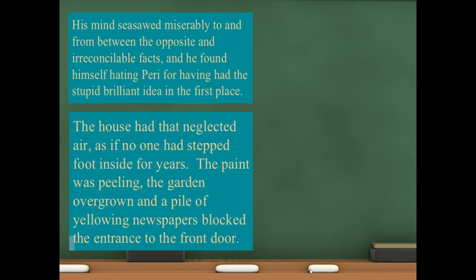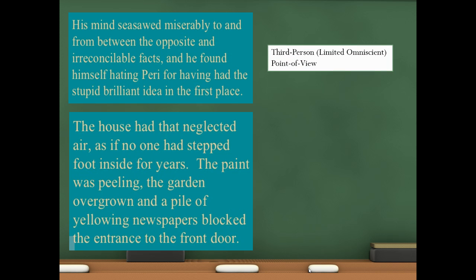Well, we're only given information about this character, this he. We're not told anything about the thoughts of Perry. I think this might be limited, omniscient, or third person. So third person, limited, omniscient.